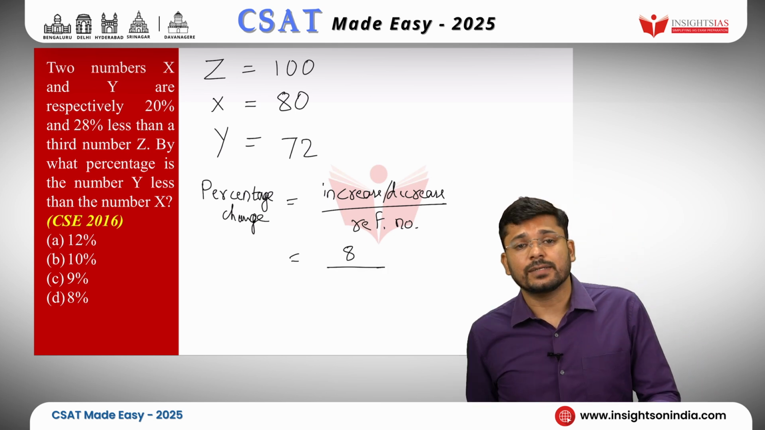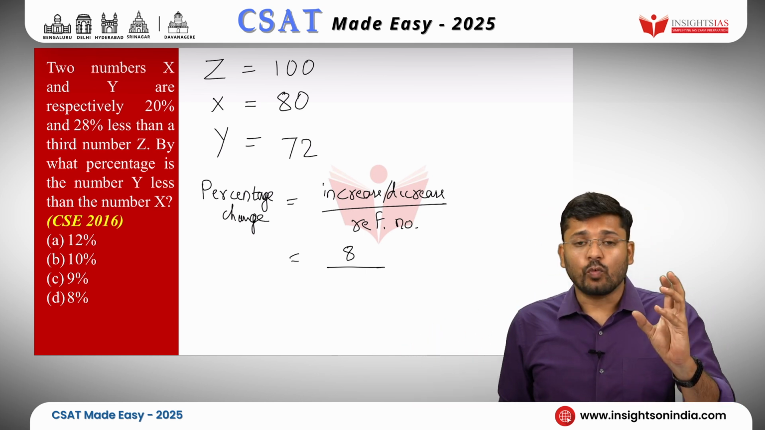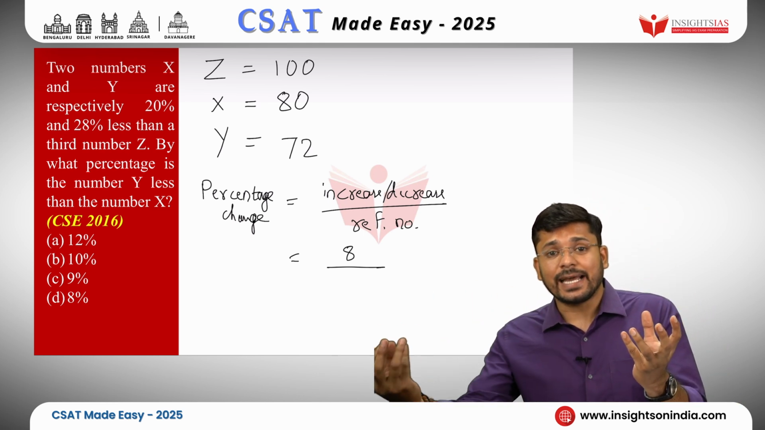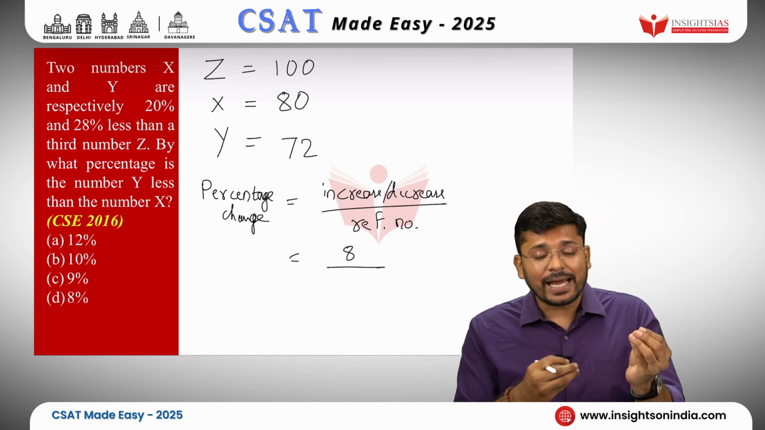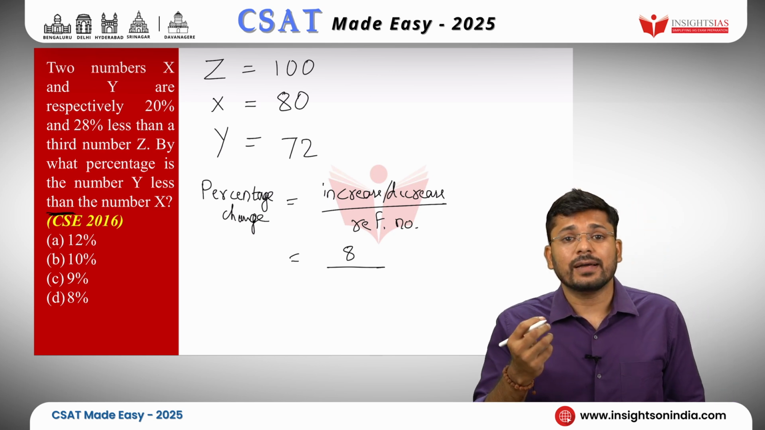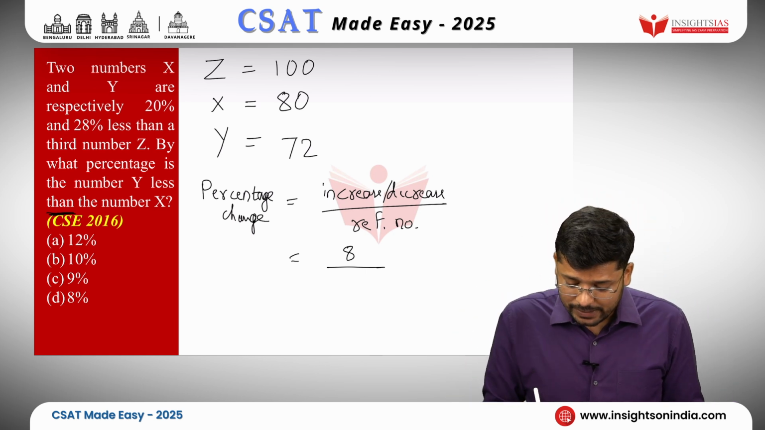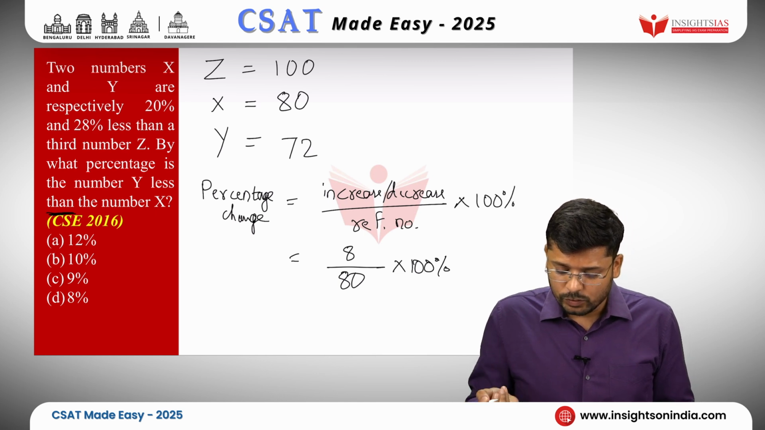And what is the reference number here? Which is the quantity being compared against? Now, y is being compared against x, because the question is, what percentage is the number y less than the number x? The keyword is "than". Than which one? Than x. So that is the reference number. What is x? It is 80, into 100%. So we need to simplify it.